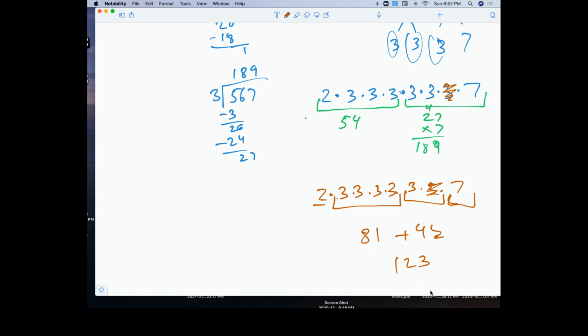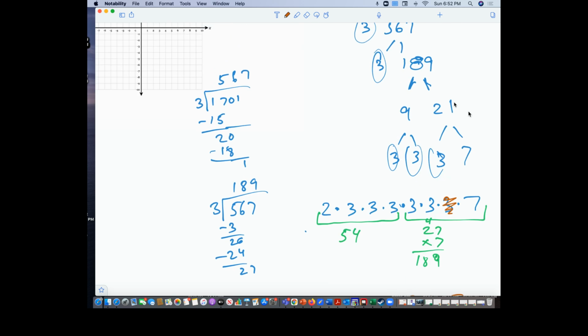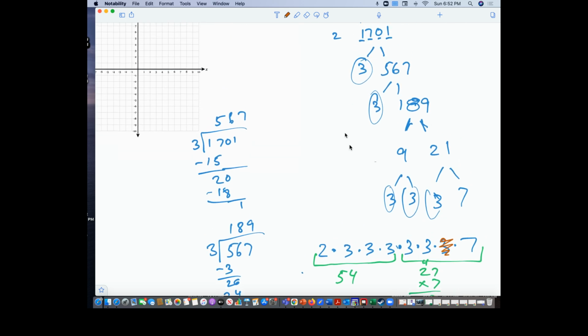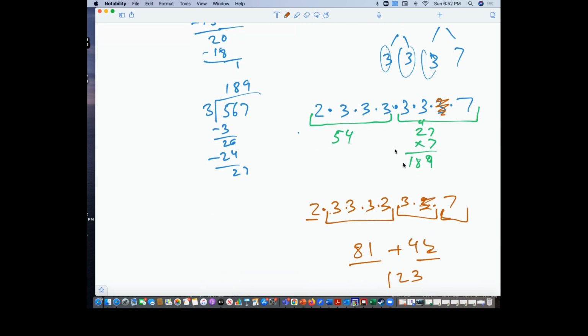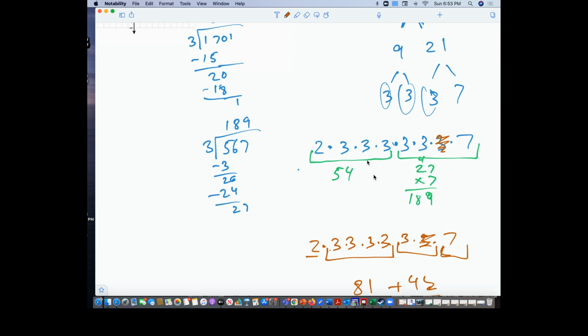And that gives me 123. So the idea here, and I apologize for making a mistake here, is that we want to pick values that are pretty close to each other. And by writing the prime factors, it allows us to see, hey, how can I get closer and closer?